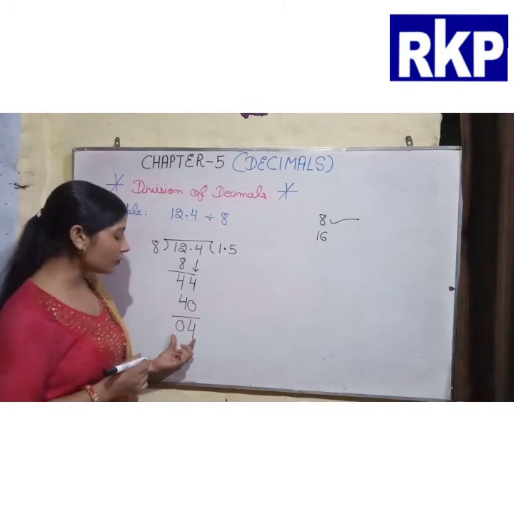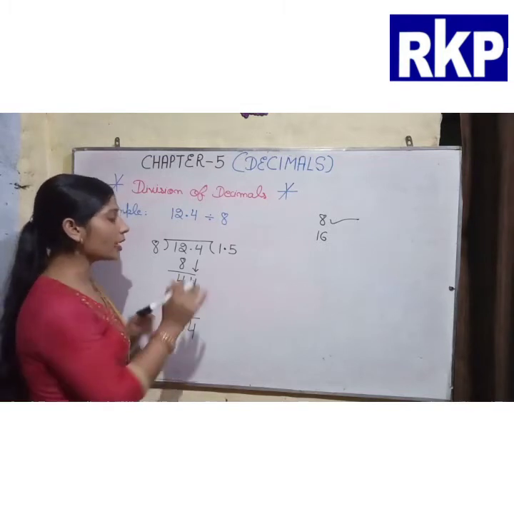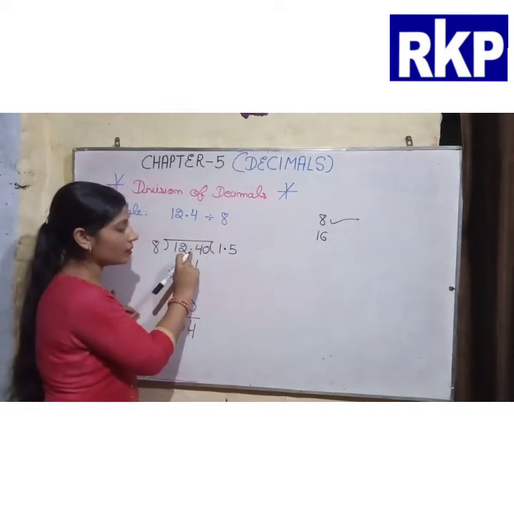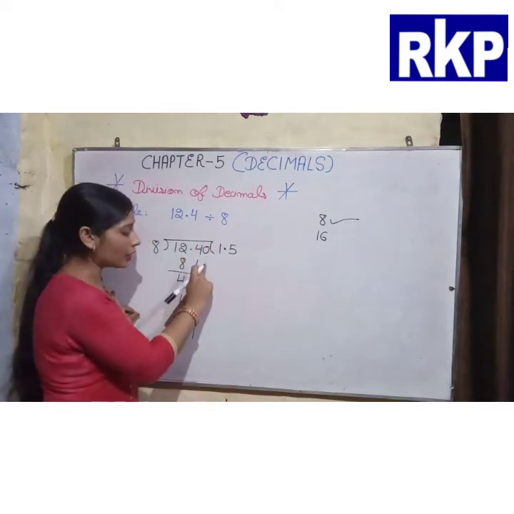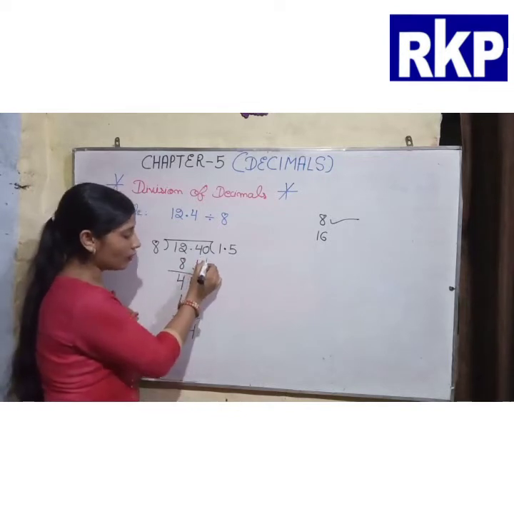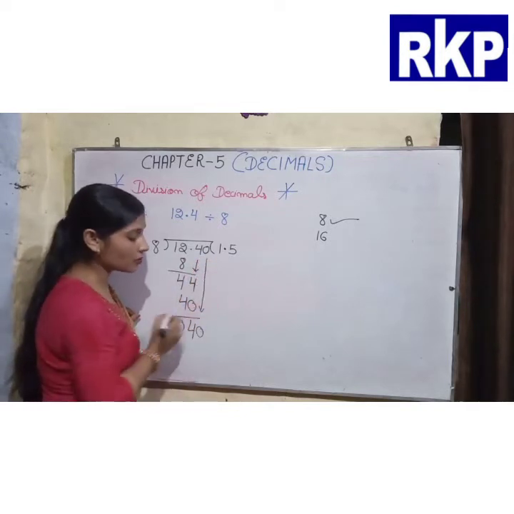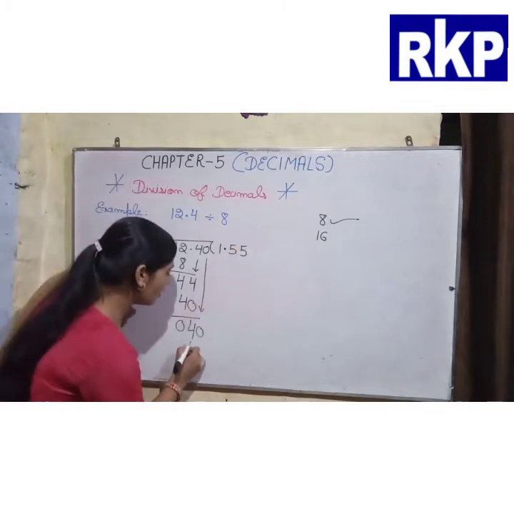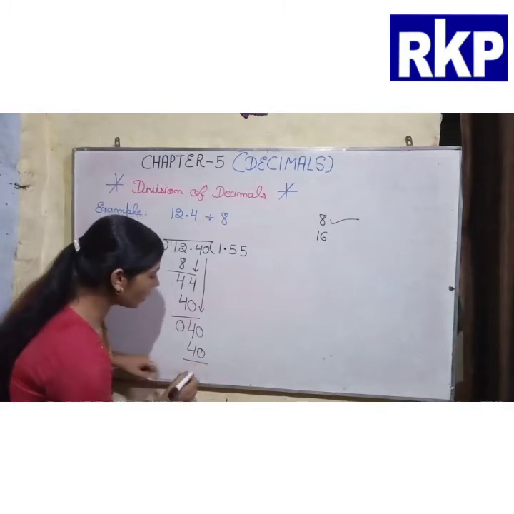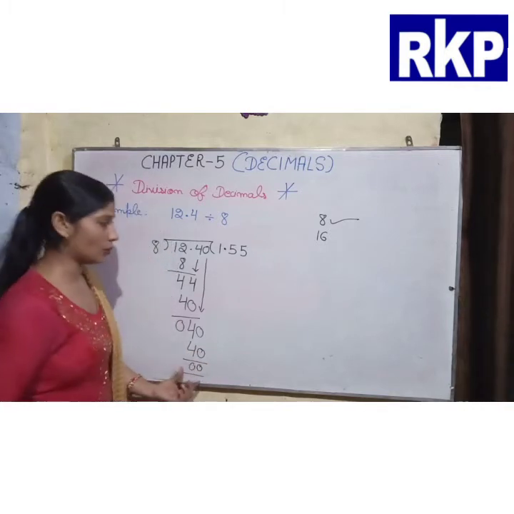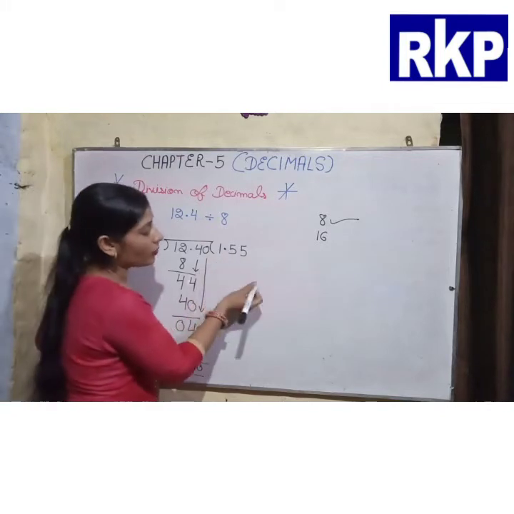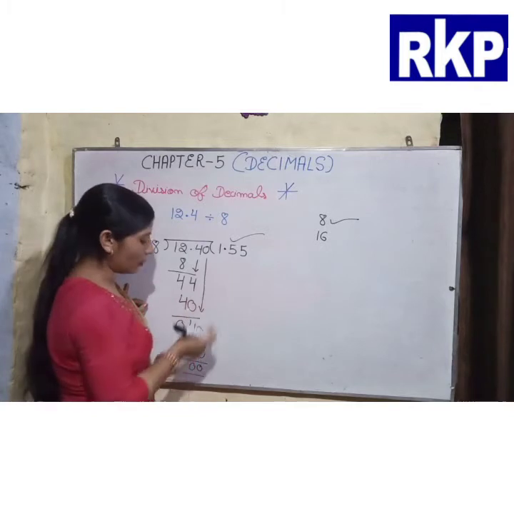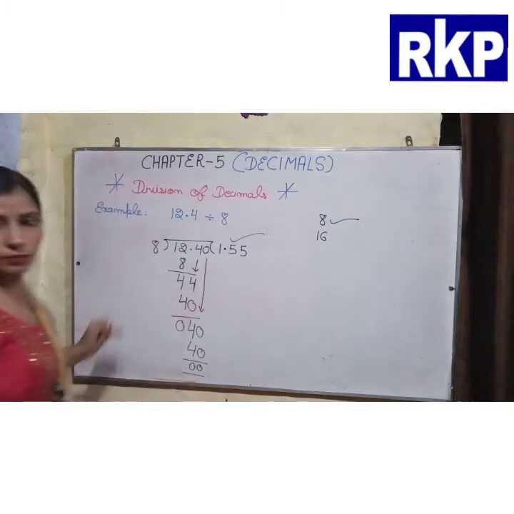And if there is a remainder, then we can put a 0 after the last digit, after the decimal point, and continue our division. So now let us take this 0. Now we have to write here 8 fives are 40. Now our remainder will be 0. So here we can see our quotient is equal to 1.55 and our remainder is equal to 0.